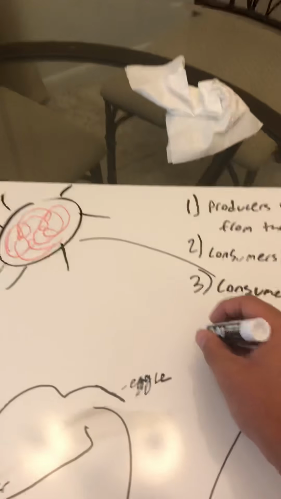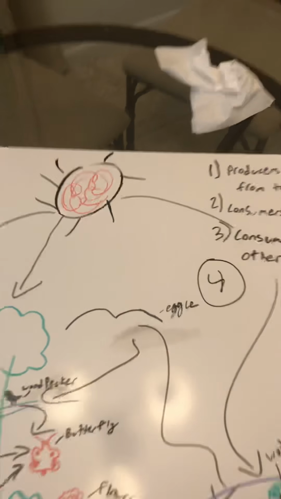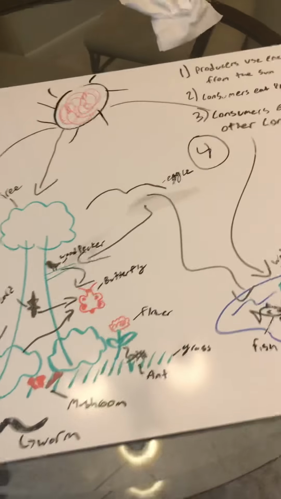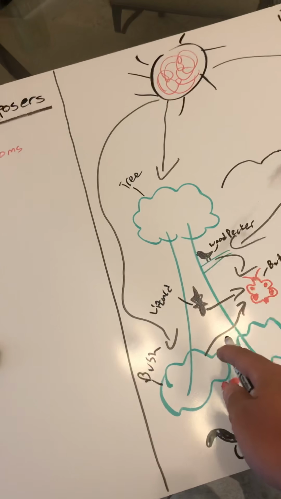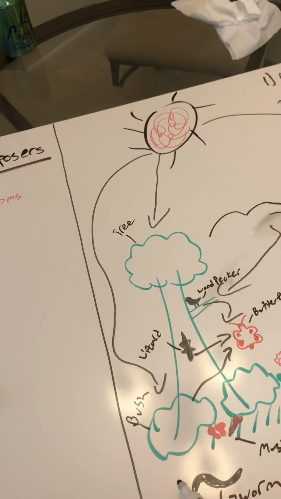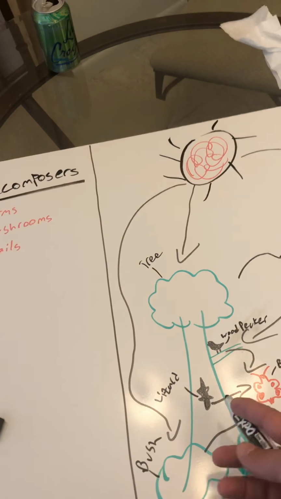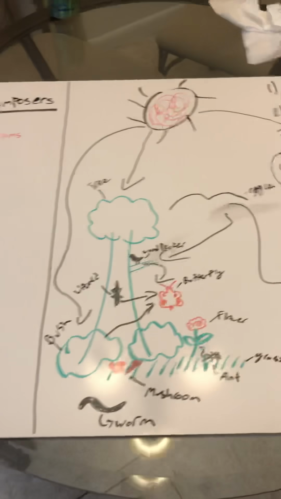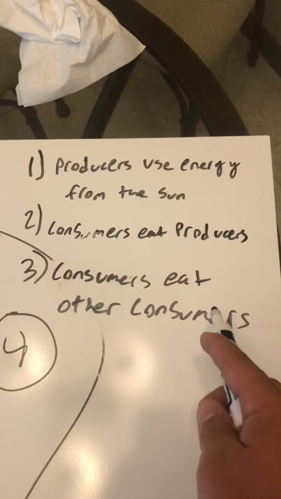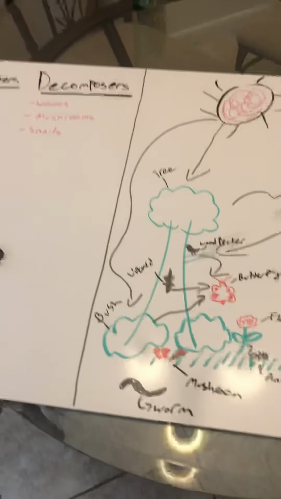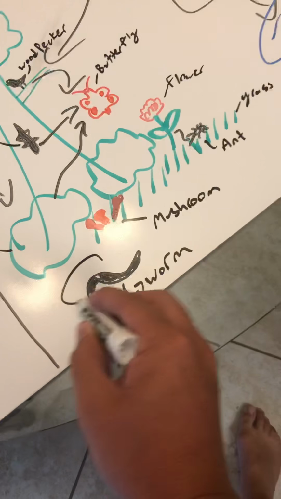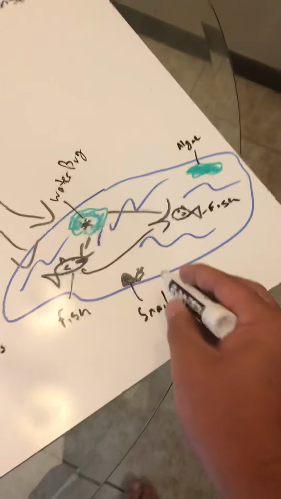But the fourth thing that can happen, which is really important, is that at any point, if the tree doesn't get eaten, it dies. If the butterfly never gets eaten, it dies. Even if the lizard doesn't get eaten, it will still die. So what happens if they don't get eaten and the energy doesn't go this direction? Well, when the things die, that is where our decomposers, like our worms, our snails, our mushrooms, come into play.